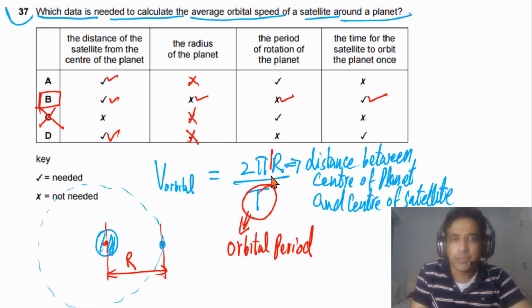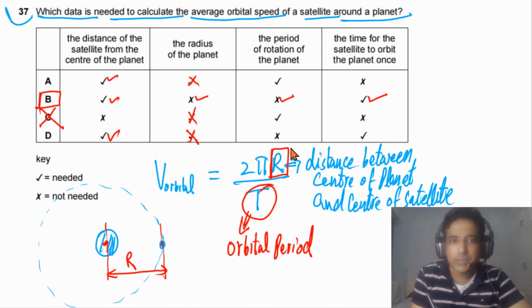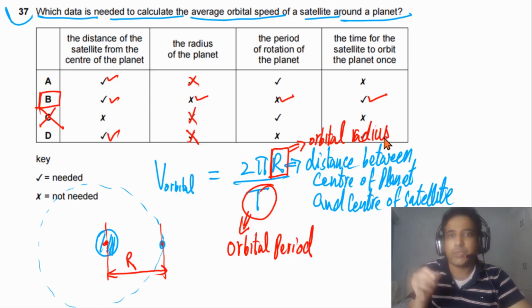Simply you need to understand the meaning of what is this distance and what is this time. T is the time taken to complete one cycle around the planet, and R is the distance between center of the planet to the center of satellite. R simply you can say from the center of the planet to the satellite. R we can say this is the orbital radius. So this term is also important. So R is orbital radius.